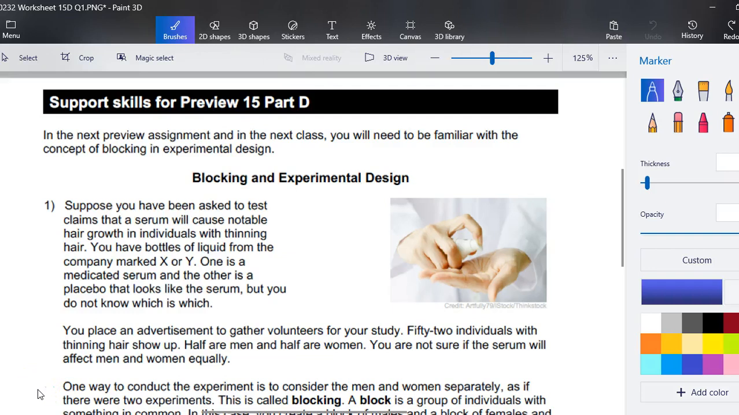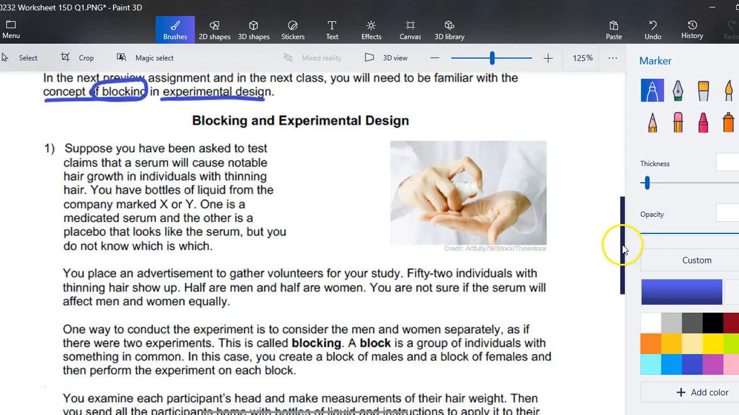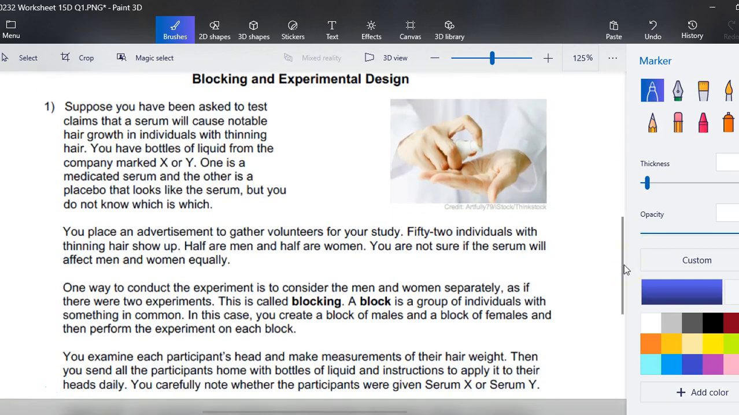So now we're at lesson 15D, and in the next preview assignment in the next class, you're going to need to be familiar with the concept of blocking in an experimental design. So keep in mind, we are going through many definitions, many concepts and ideas. And if you're kind of muddy on some of the things that we talked about, you might want to take a moment and go iron some of those out, because we're about to add more to what we've already been talking about. And the things that we're adding are called blocking and experimental design.